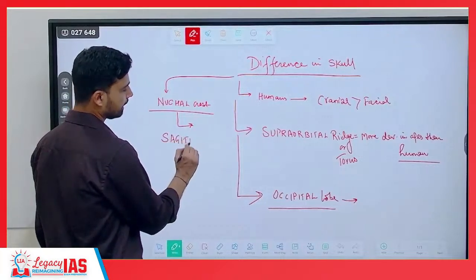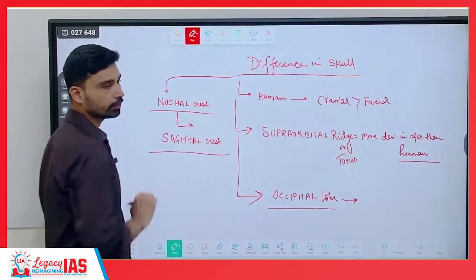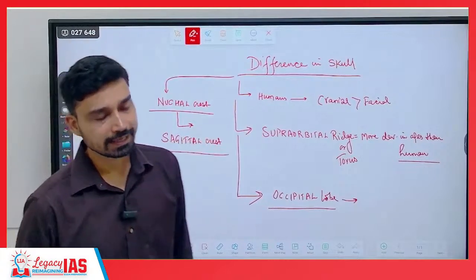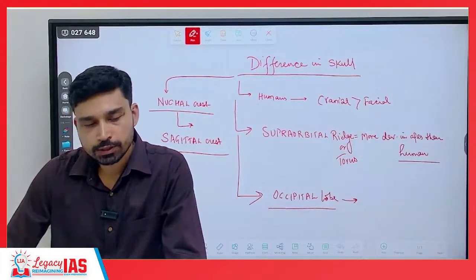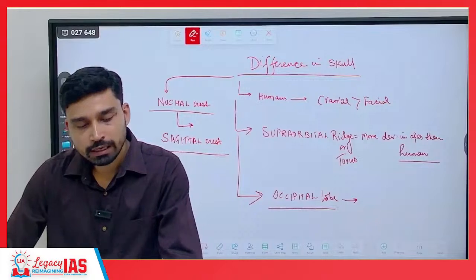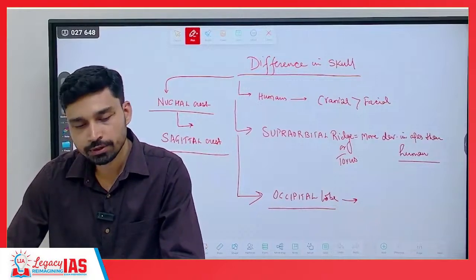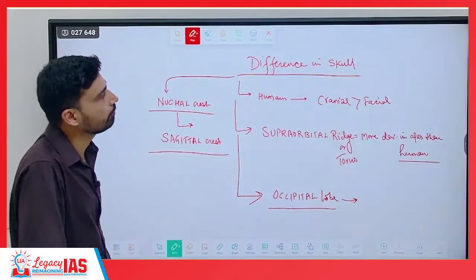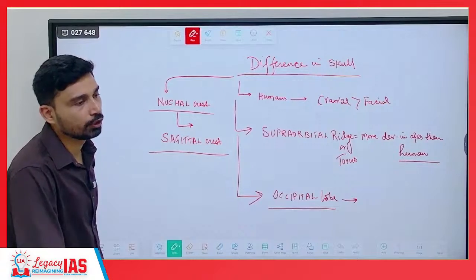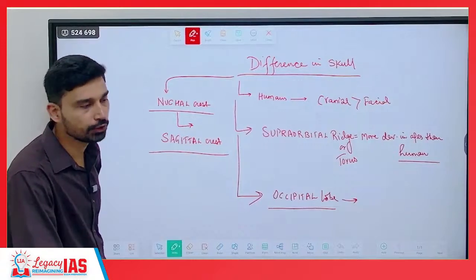Next is sagittal crest. After nuchal crest, we have sagittal crest. It is heavier and well developed in apes than humans.